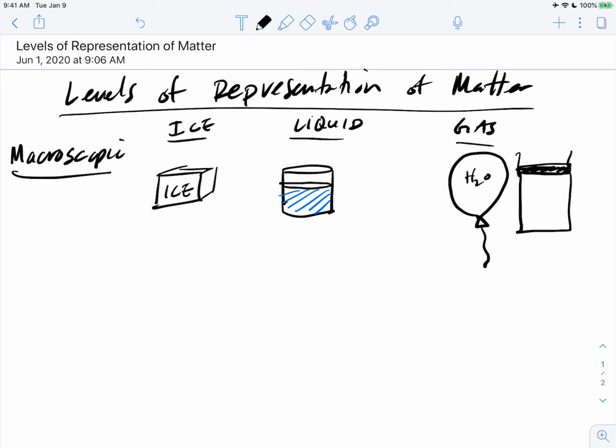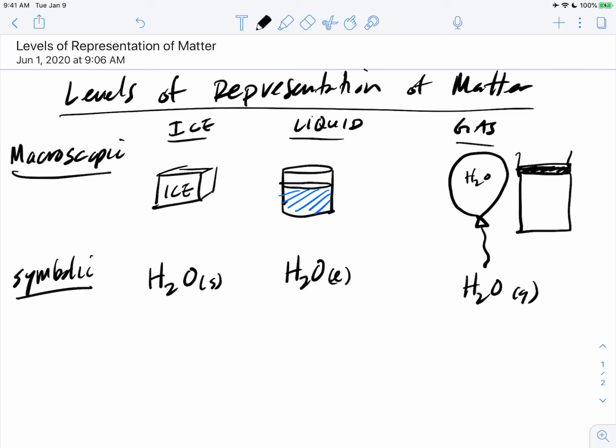The symbolic way in which we can represent these three phases of water is going to be quicker to write. If they're all water, all I'm going to do is change the subscript. If it's ice, it's a solid, so I'm going to put an S. If water is a liquid, I'm going to put an L. And if water is a gas, I'm going to put a G. So very simple. That took a lot less time to draw because it was basically just a symbol.